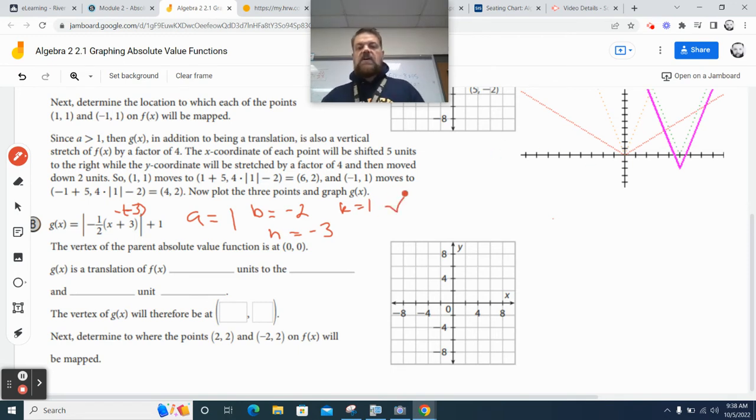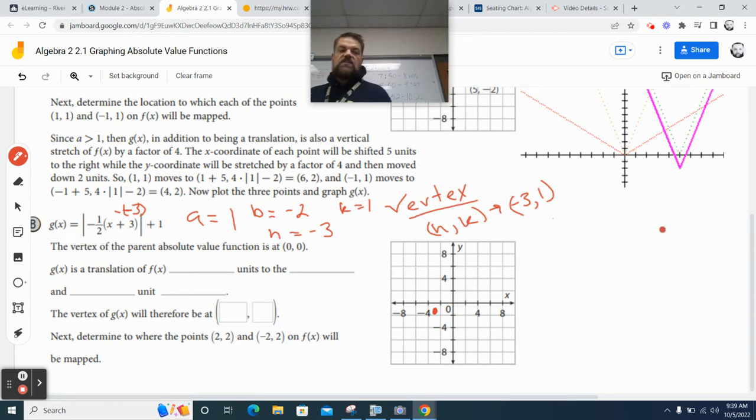So that means that my vertex should occur at H comma K, or negative 3 comma 1. So if I go over negative 3 comma 1, I should have a vertex right here. Okay.